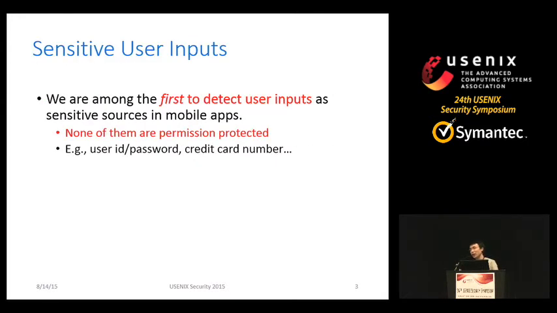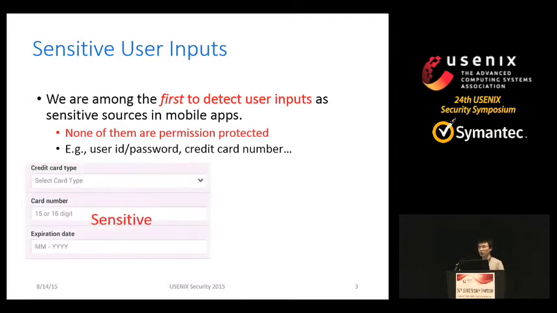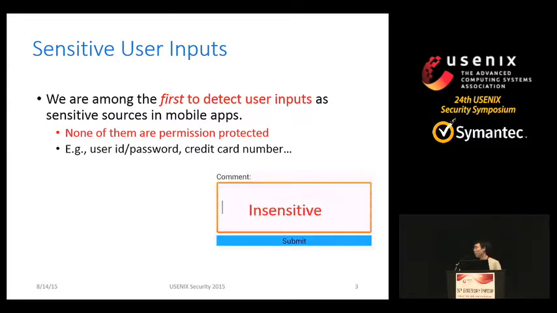Together with CacheTag in the previous talk and UIPicker in the next talk, our work is among the first to detect user inputs as sensitive sources in mobile apps. User inputs in mobile apps are quite common, and none of them are permission protected. Then we need to understand the context of the inputs to determine whether they are sensitive or insensitive. For example, an input of a credit card is sensitive, but a comment for an app is insensitive.